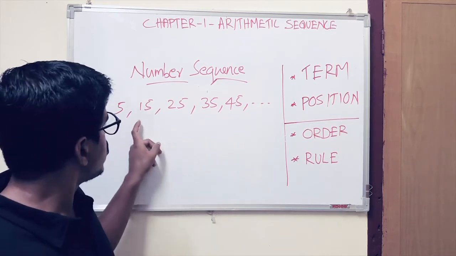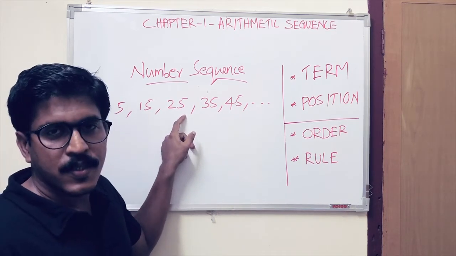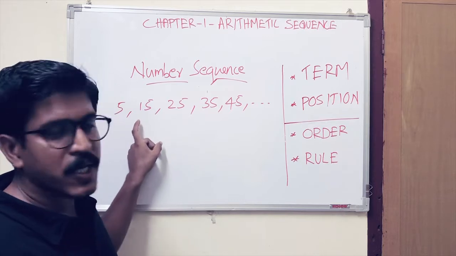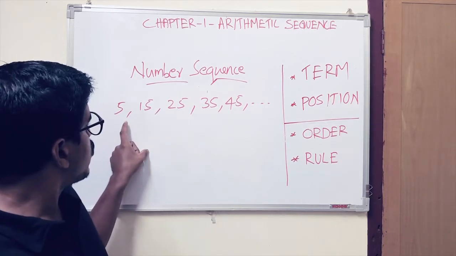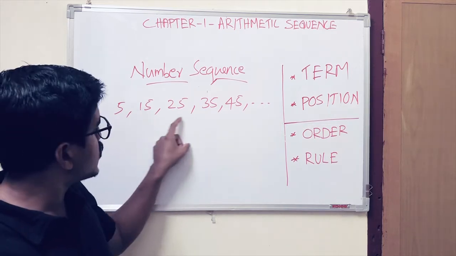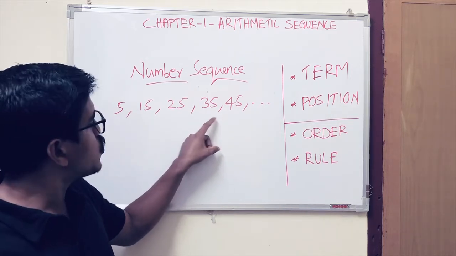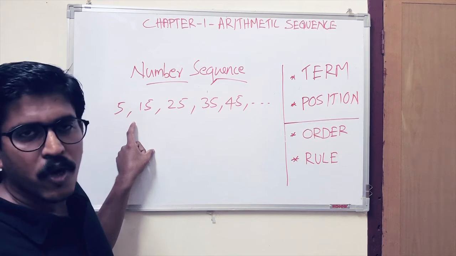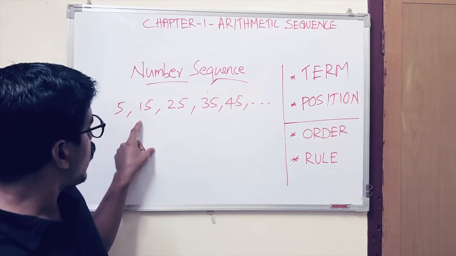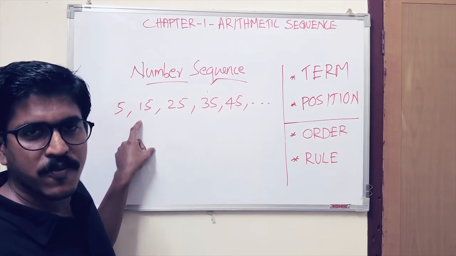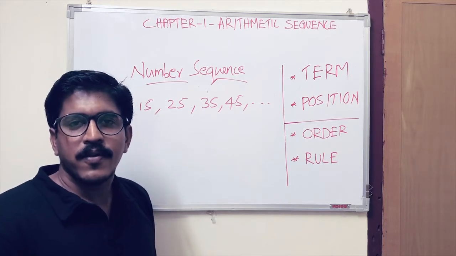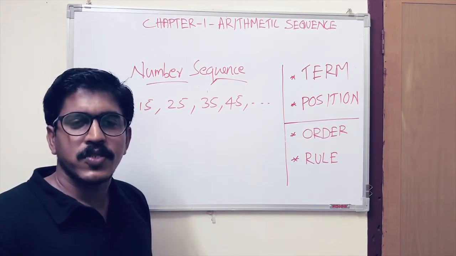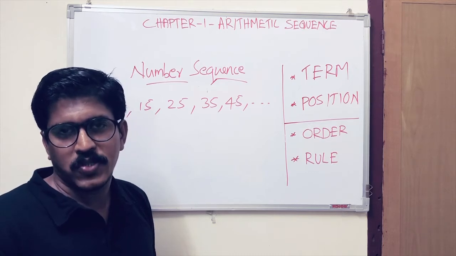We can derive this sequence as the counting numbers which end in 5, or the multiples of 5 skipping one at a time, or the sequence of numbers got by subtracting 5 from all the multiples of 10. In this way, we can derive any number sequence in many different ways.